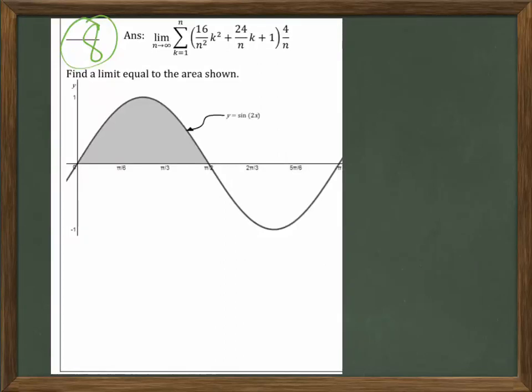Okay, number 8 says find a limit equal to the area shown. Well, here we go. We have area under the curve from 0 to pi over 2 of sine 2x. So really, this is the integral from 0 to pi over 2 of sine of 2x dx. So now I can just use my same old, same old.